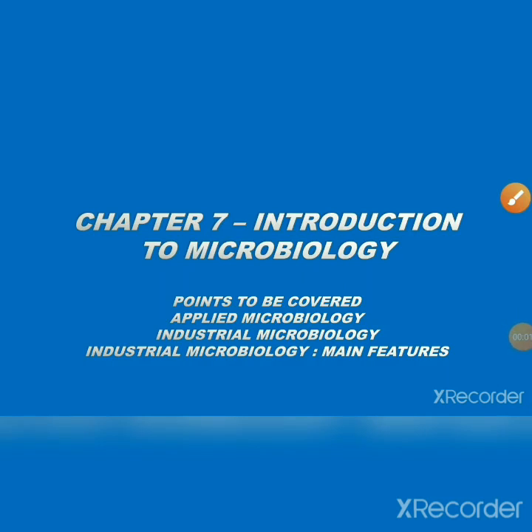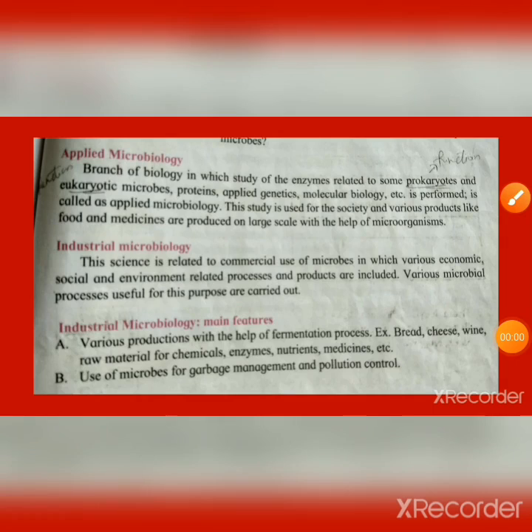Chapter 7 Introduction to Microbiology. Points to be covered: Applied Microbiology, Industrial Microbiology, Industrial Microbiology main features. Applied Microbiology. The branch of biology in which the study of enzymes related to some prokaryotes and eukaryotic microbes, proteins, applied genetics, molecular biology, etc. is performed is called applied microbiology.